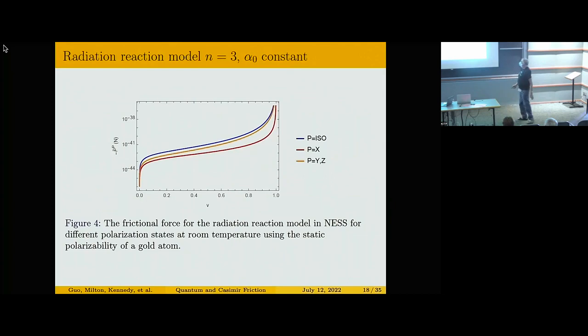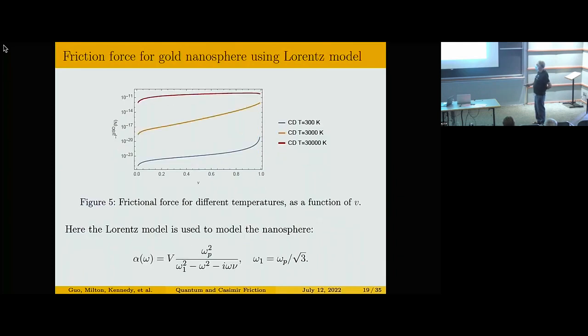So this shows the force as a function of velocity for the radiation reaction model. And these are the forces. You can see the numbers are very, very small. These are now in newtons. The numbers are small, 10 to the minus 38. Of course, they get very large, so you'd have to get really close to the speed of light to start seeing anything you could hope to measure. Or you would have to go to very high temperatures.